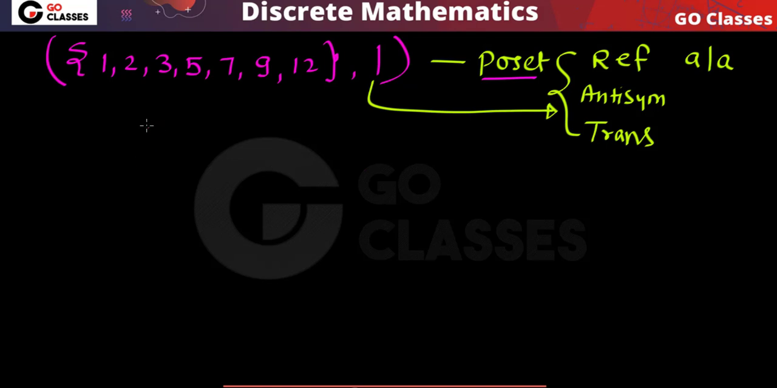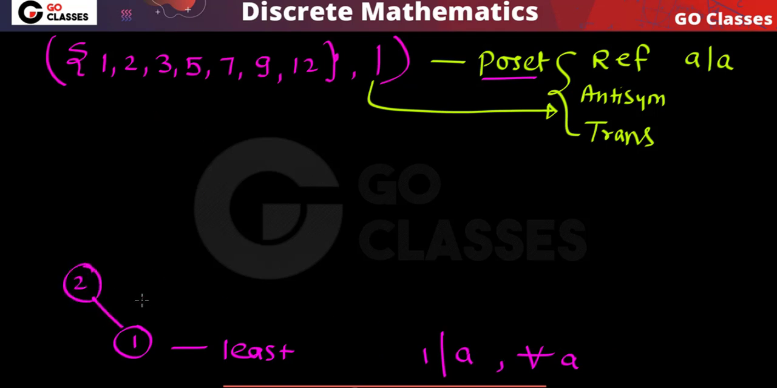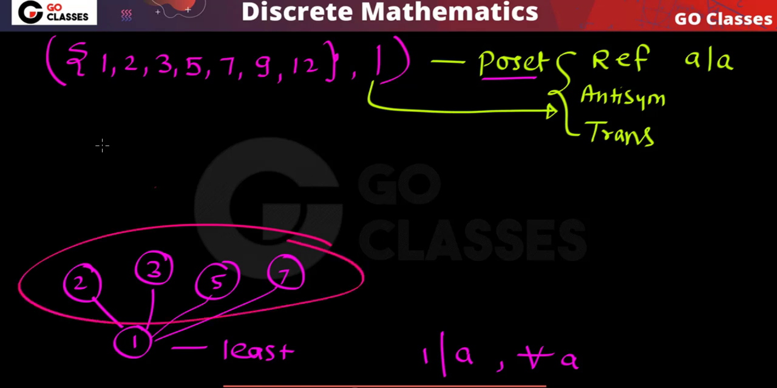Now let's make the Hasse diagram for this poset. You can notice that one divides everything, so one is the least element. I can say that one divides A for all A, so one is related to everyone. One divides 2, 3, 5 and 7. These elements 2, 3, 5, 7 are not comparable, because they do not divide each other. 3 does not divide 5, 5 does not divide 3, 2 does not divide 5, 5 does not divide 2, 3 does not divide 7, 7 does not divide 3.